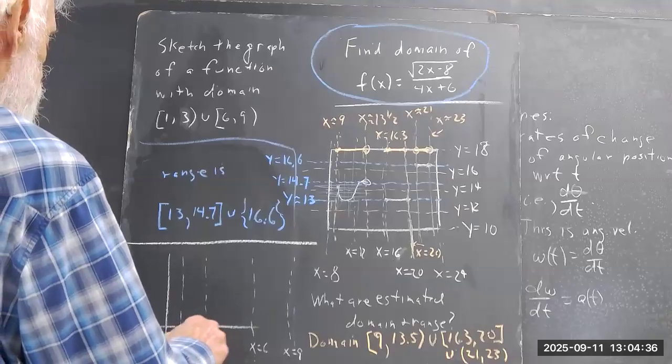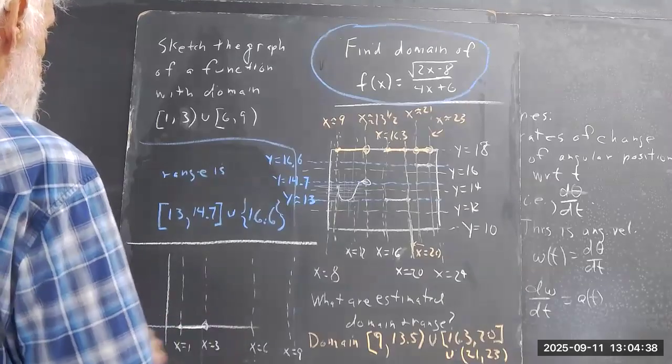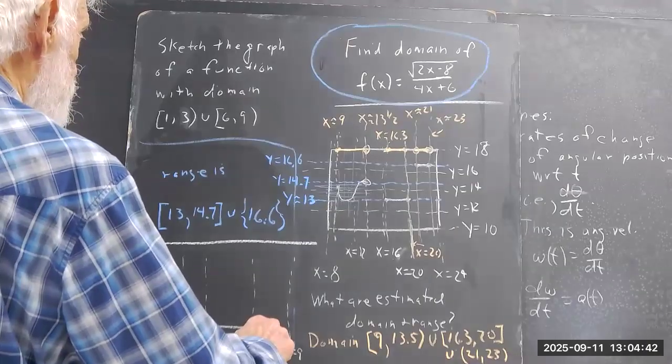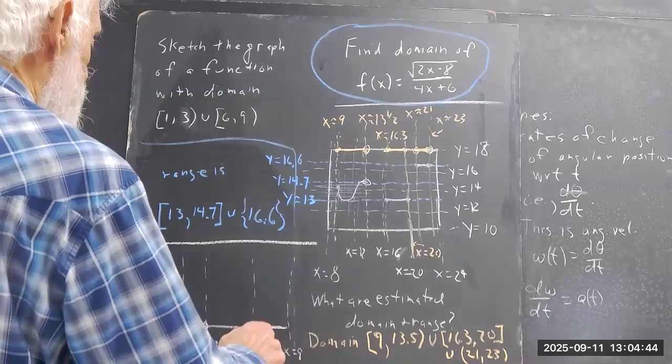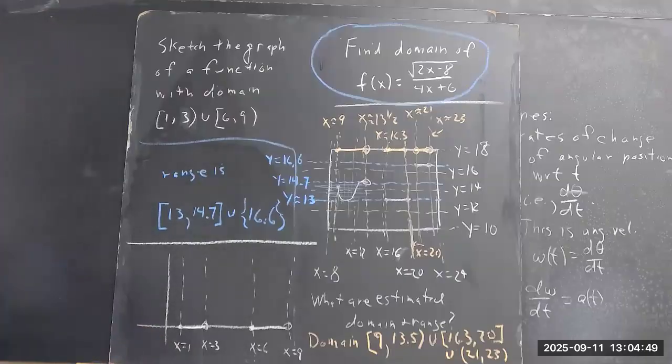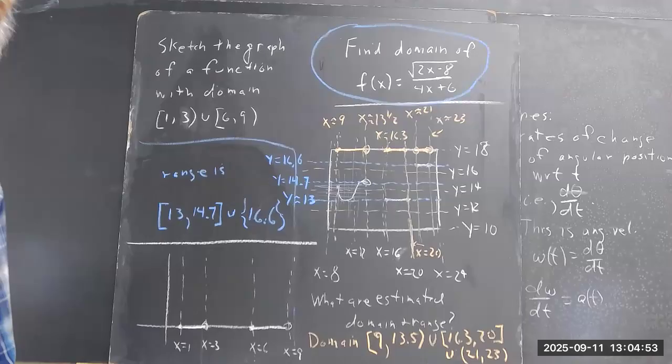I'll even indicate down here that my domain should go from 1 to 3, so I'm going to include these values, but not 3. And then from 6 to 9, including 6, not including 9. There's my domain. Now I'm free to draw any function I want.